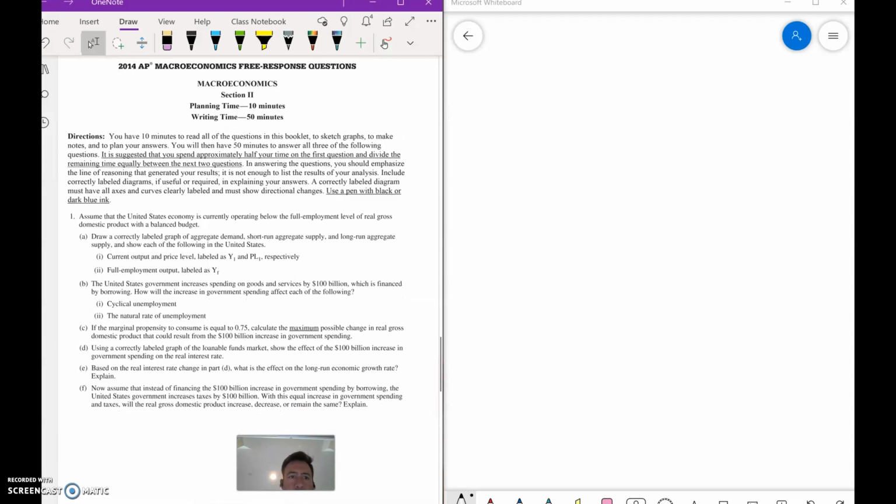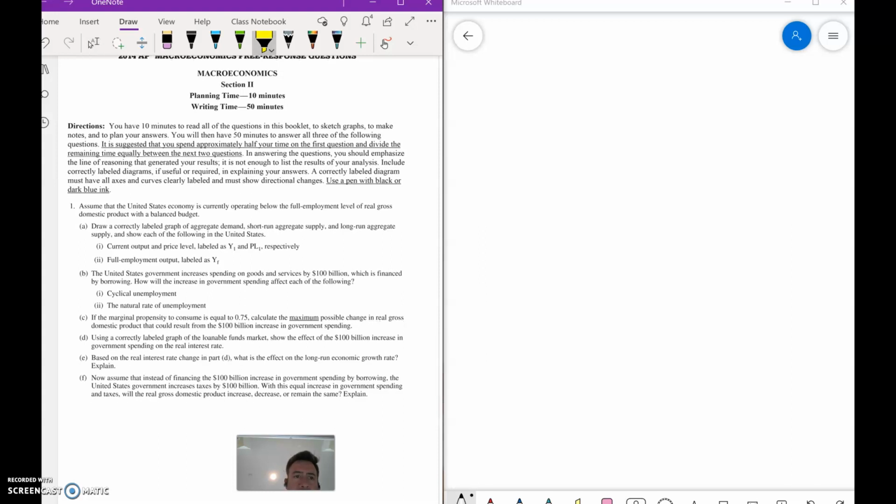This is 2014. Let's look where we started. It says operating below full employment. So we know below full employment means we are in a recessionary gap. What does it tell us to do? It tells us to draw it with the long run and tells us what to label. So we're going to go ahead and label that. Let's start.